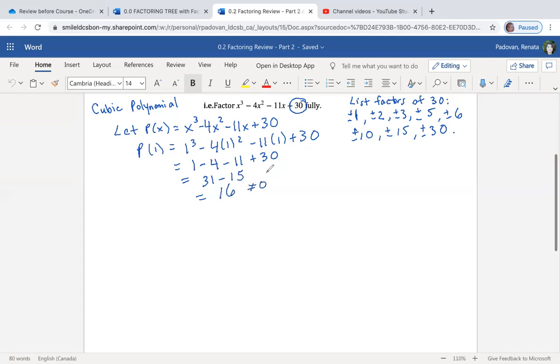Which is not 0, right? So that means that x minus 1, because remember up here, let me just move back up here for a second.